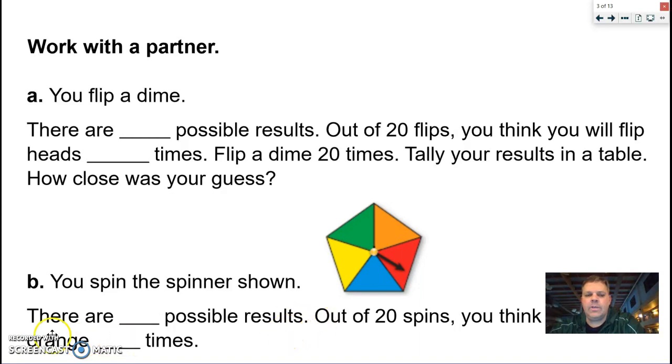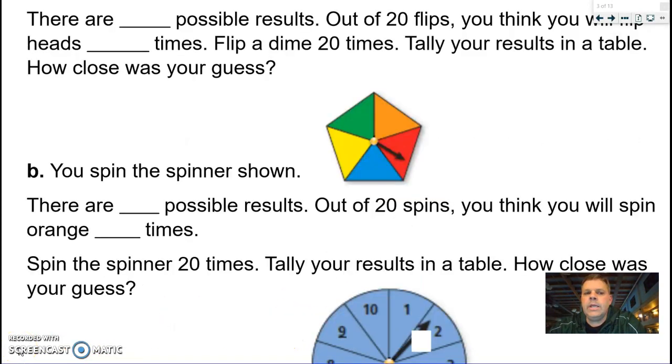Our next activity is activity B. You spin the spinner shown. There are blank possible results. Out of 20 spins, you think you will spin orange how many times? We are not going to do this activity, but if you spun the spinner 20 times, hopefully you guessed that there would be approximately 4 times that you would get that. There are 5 different choices, so out of 20 spins, you would probably spin orange about 4 times.